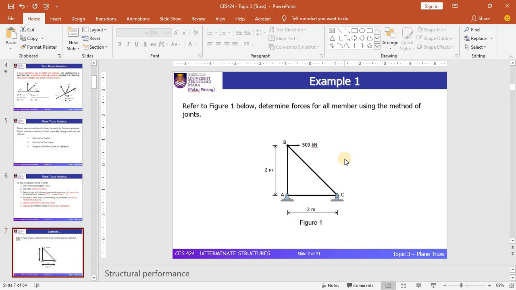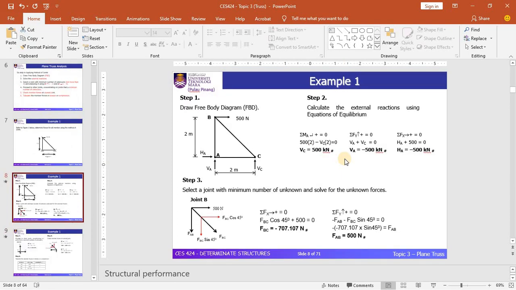Okay, so first you need to draw the FBD for this particular truss system. You need to show the external reaction forces at the supports and the external forces at the joints. And the second step, you can solve for the reactions at the supports to find VC, VA, and HA. I don't want to discuss this in detail. It's just about using the 3 equilibrium equations that I have mentioned many times in previous structure topics.